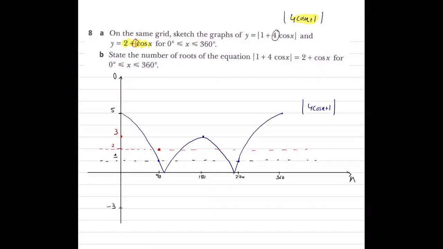So at 90 degrees, the curve is going to go back to its mean position. At 180, it's going to go to the minimum value, that is 1. At 270, it is going to go back to the mean position again. And at 360, it's going to go back to 3. So the graph is going to look something like this.